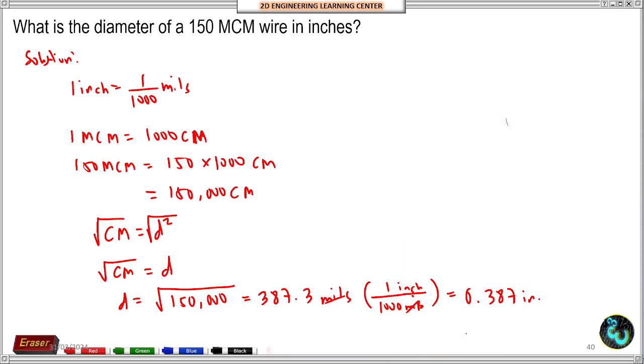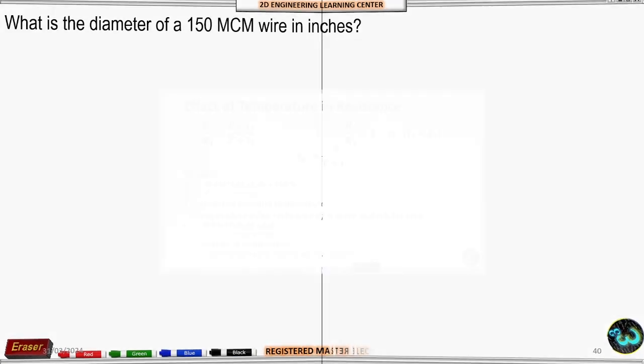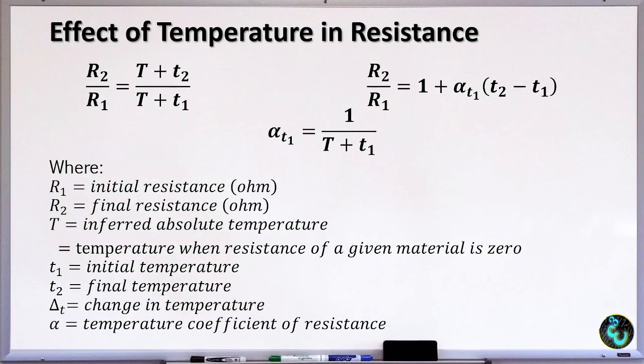Okay. So ito na yung ating correct answer. Okay? Next is effect of temperature and resistance. So the effect basically of temperature and resistance is that kapag tumaas yung temperature mo, tataas din yung resistance. Yan. So yan yung pinaka-effect niya.